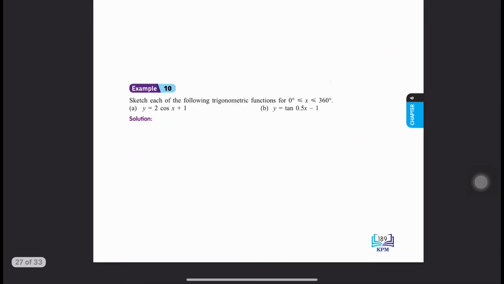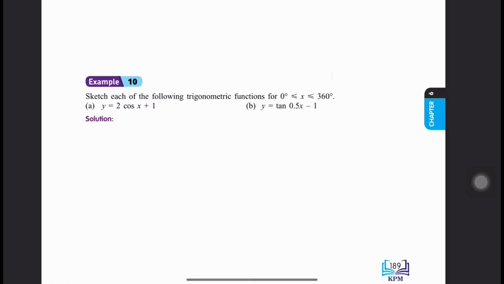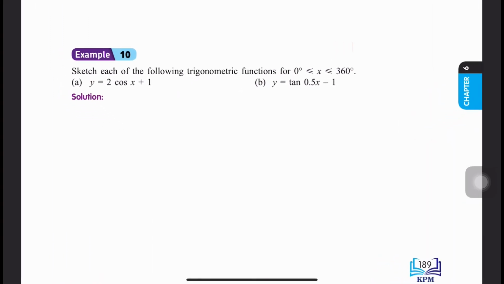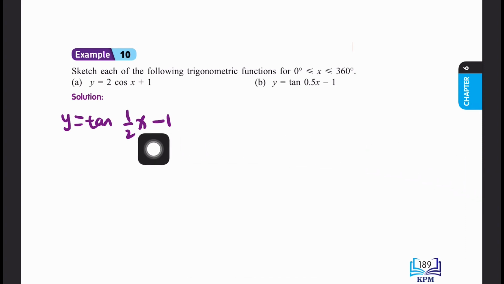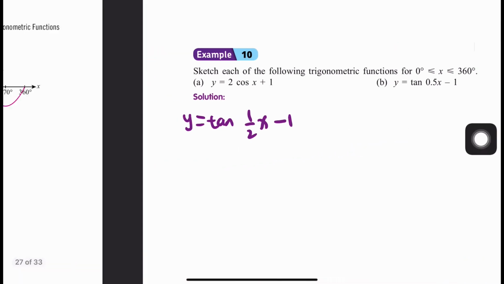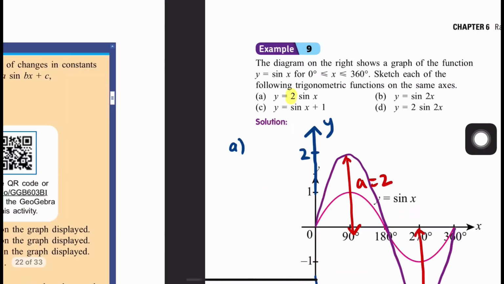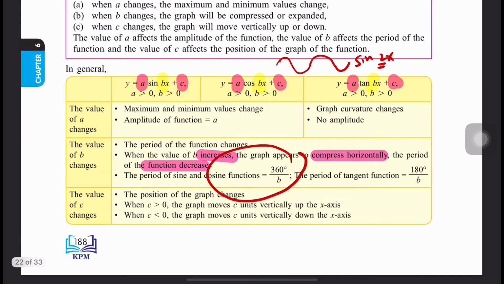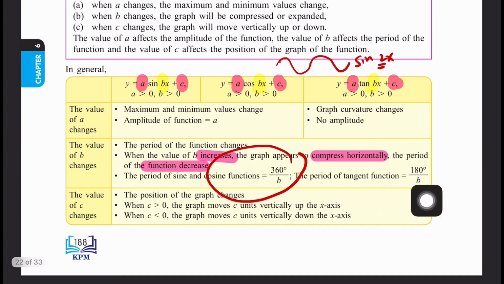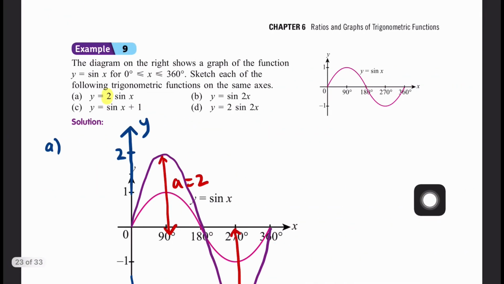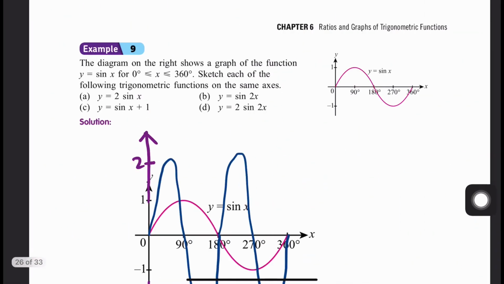Okay, B we have y equals to tangent 0.5x minus 1. Okay, this is actually y equals to tangent half x minus 1. Okay, so ini maksud dia. Okay, period untuk tangent, kita tengok balik. Okay, over here. Okay, for tangent, how to calculate the period is 180 divided by b. Okay, so mana tadi?